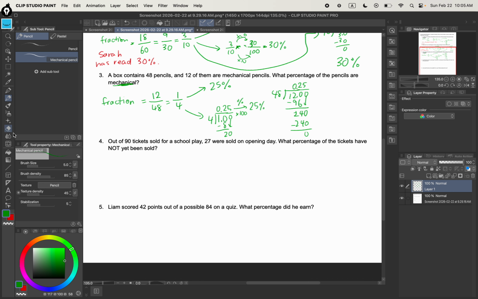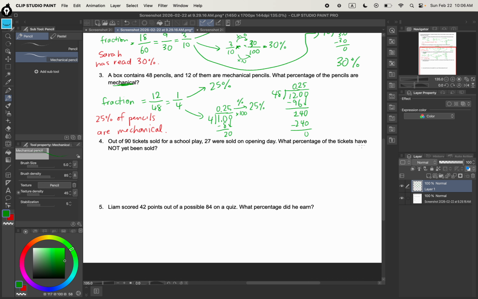Okay, so, changed color. There you go. So I would say 25% of pencils are mechanical. Okay, next. Out of 90 tickets sold for school play, 27 were sold on opening day.